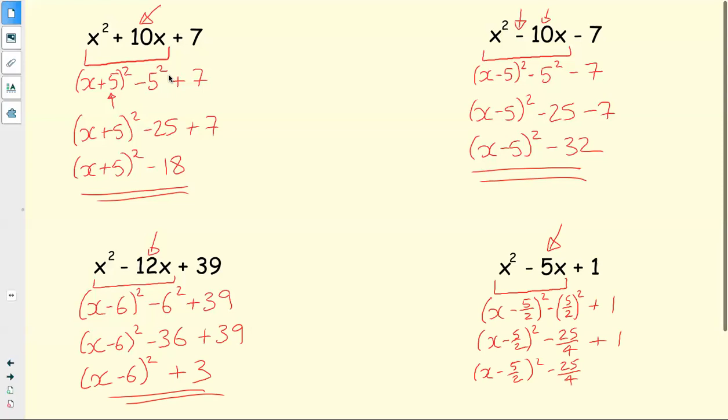Now this is out of quarters, out of fourths, so I could change this 1 to be out of fourths as well. So a whole 1 is the same as 1 over 1, which is the same as 4 over 4. So this is add 4 over 4. This becomes subtract 21 over 4. And that's your final answer. Okay, I hope that makes sense.